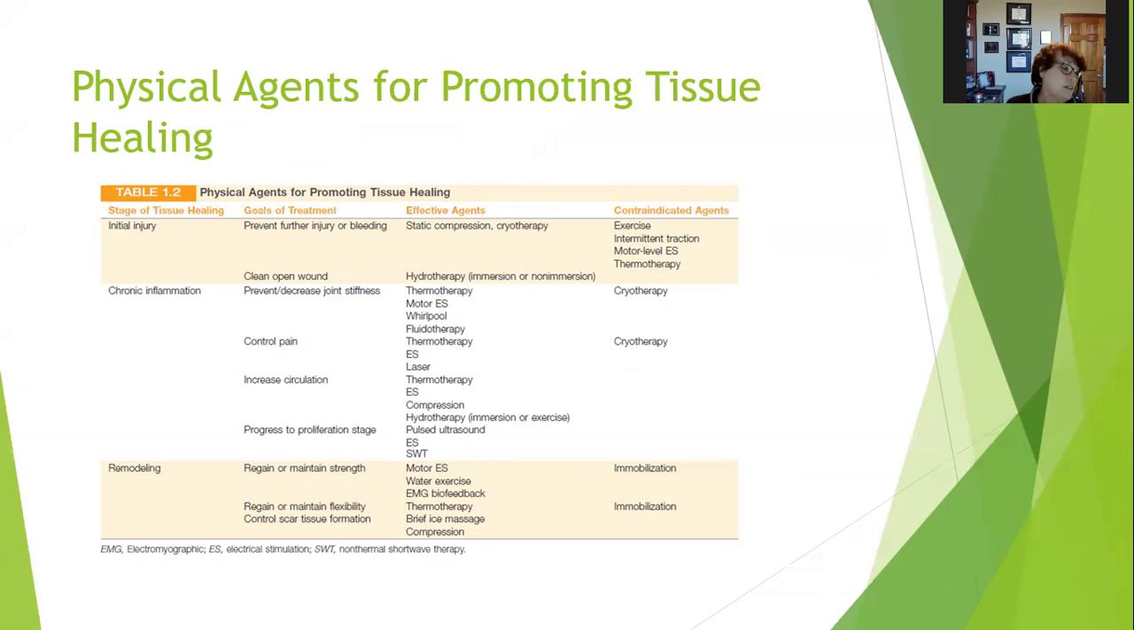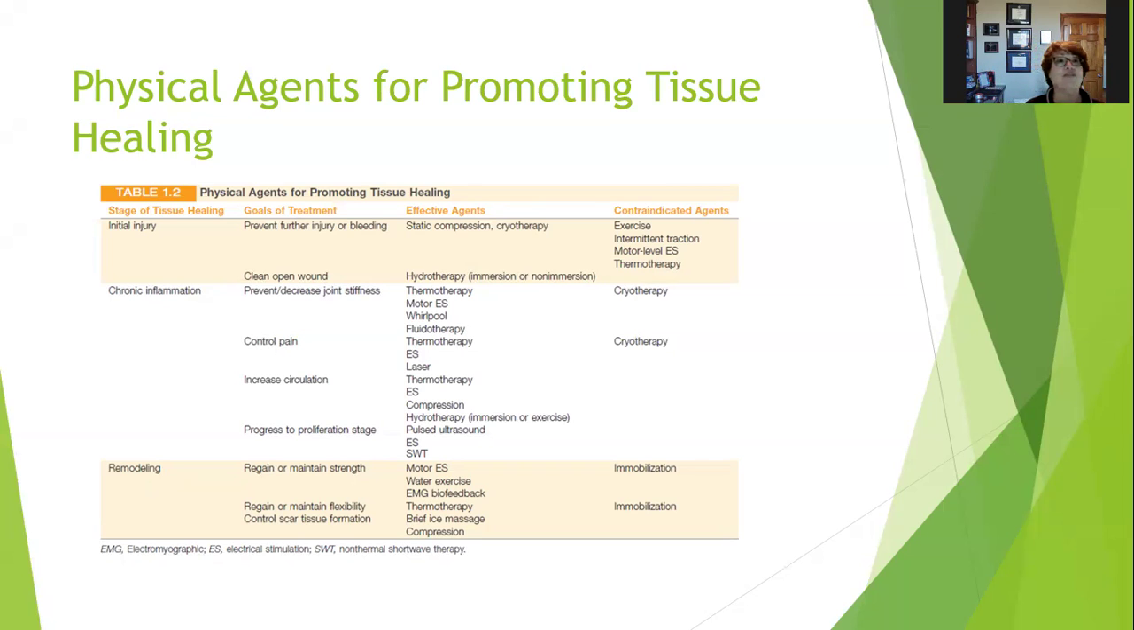So this is the table from the book, and I love these three tables from the book. Physical agents for promoting tissue healing is table 1.2. Physical agents for the treatment of pain, 1.3, and physical agents for the treatment of tone abnormalities is 1.4, and treatment of motion restriction is 1.5. So lots of good info in those tables.